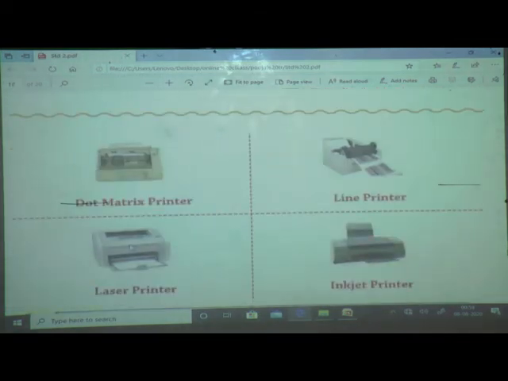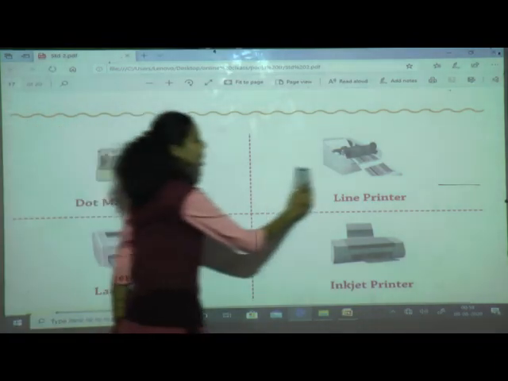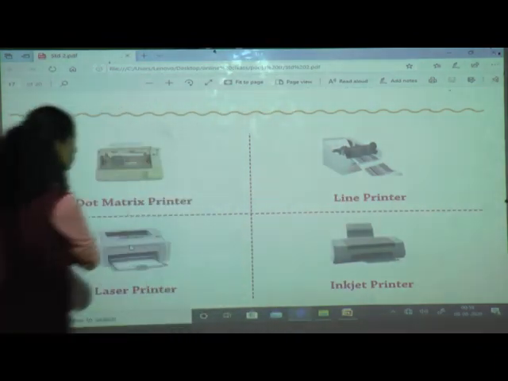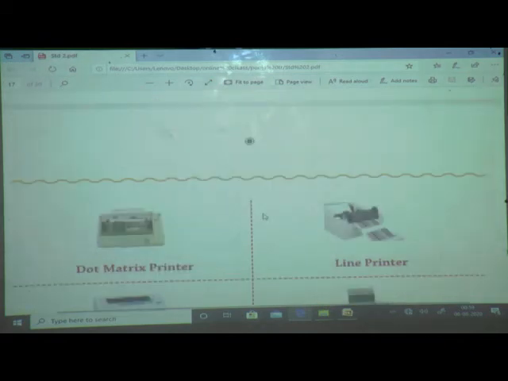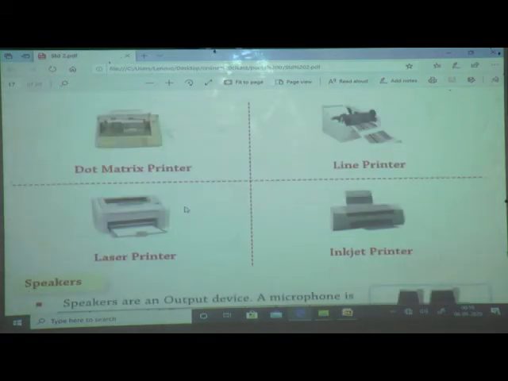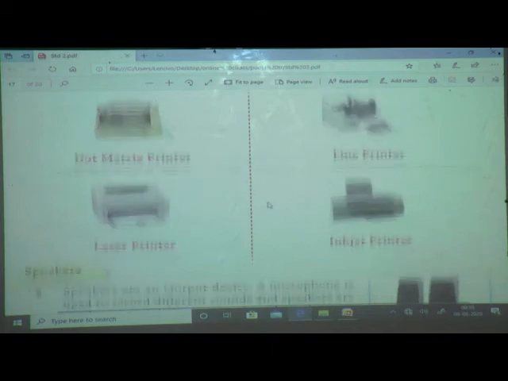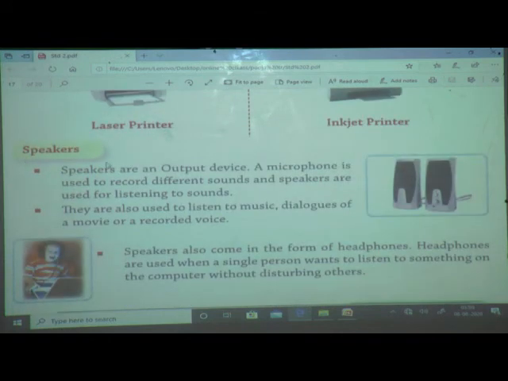First is the dot matrix printer. Next, laser printer, line printer and inkjet printer. Printers are of different types. Which are they? Dot matrix printer, line printer, laser printer and inkjet printer. Understand?